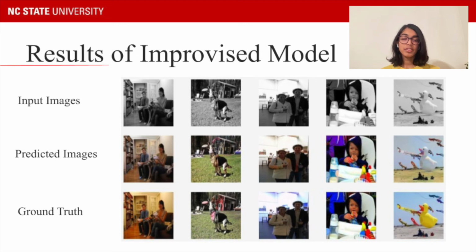We now see the results produced by our improvised model. As you can see over here, we don't have many images which have the grayish or brownish color in them, and the model performed really well in predicting the colors of the images.